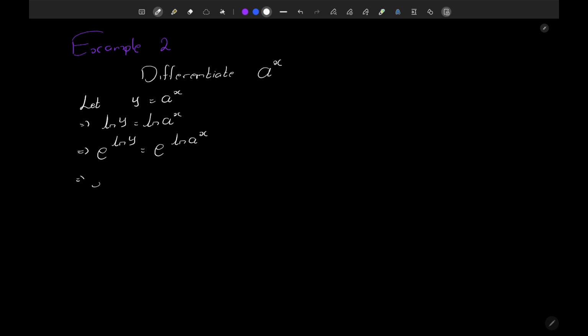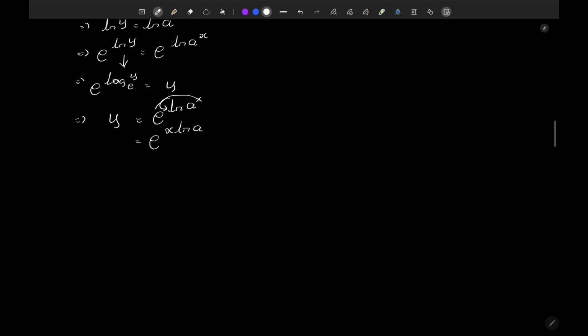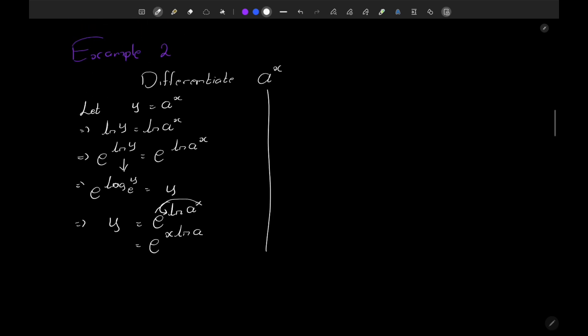We all know that e to the ln y, or log to the base e of y, is equal to y. What does this imply? This implies that y is equal to e to the power ln of a to the power x. This power can then be brought behind here, leaving us with e to the x ln a. If you look at this, this can still be written as y being equal to (e to the x) all to the power ln a.